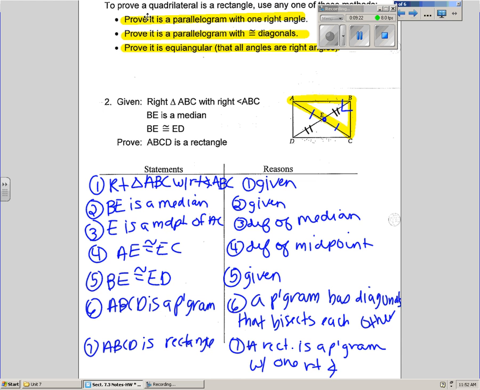Okay, so let's see if you can digest that. We've got the right angle, we've got a median, the median gives us a midpoint. A midpoint cuts a segment into halves. We had the other segment that was cut into halves, which happens to be a diagonal. So those things are bisecting each other. Once they bisect each other, you know it's a parallelogram, and a parallelogram that has a right angle is a rectangle.